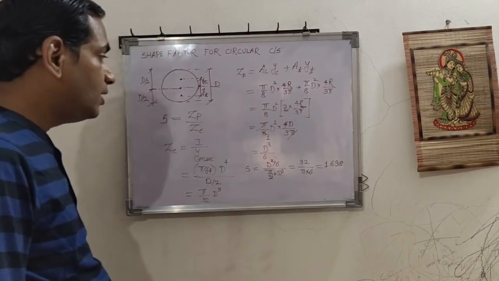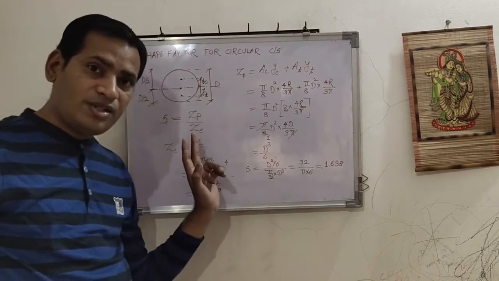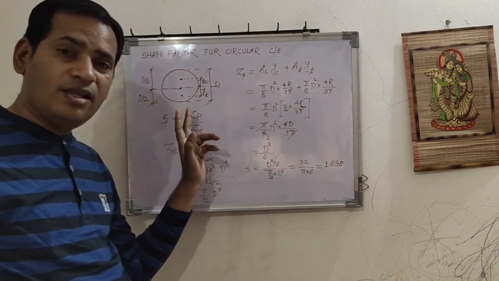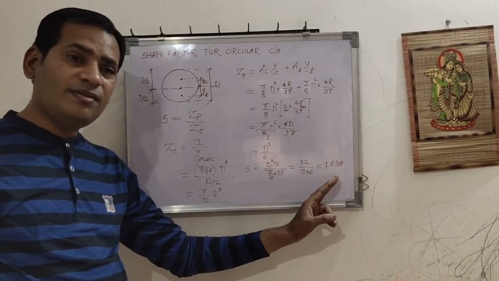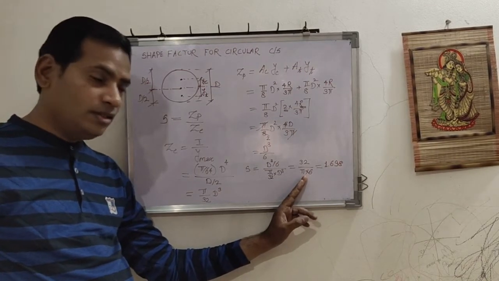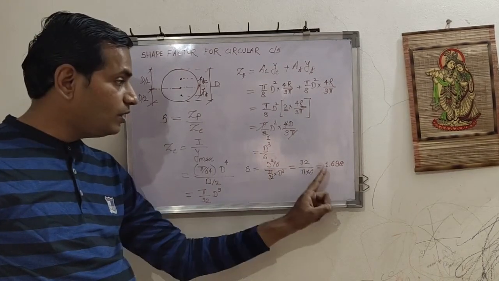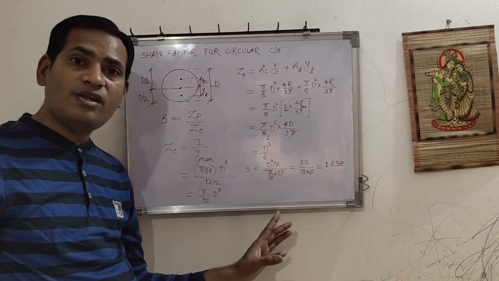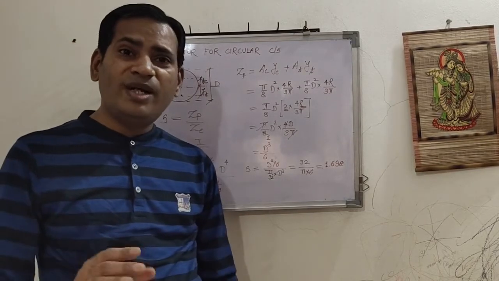1.698. It means if you use a circular cross section, so for plastic analysis, Z value is 1.698 times the value of elastic section modulus. That is, the value of plastic section modulus is 1.698 times the elastic section modulus. Okay.